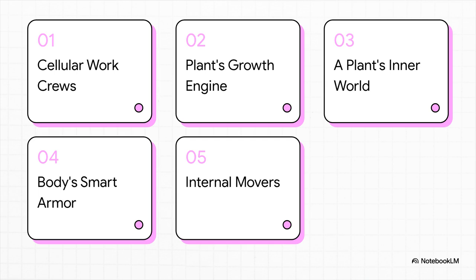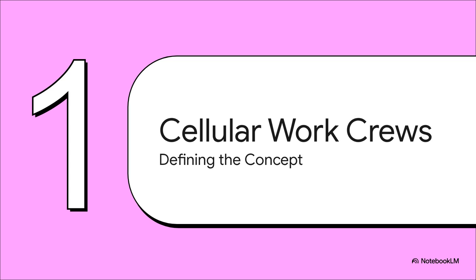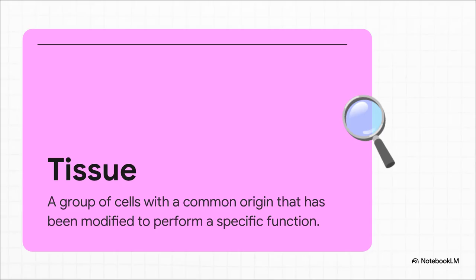After that, we're jumping over to the animal kingdom to see how we handle things like protection, connection, and of course, movement. So first things first, what exactly are we even talking about when we use the word tissue? At its core, a tissue is just a team of cells that all come from the same place and have been tweaked to do one specific job really well. You can think of them as the body's dedicated work crews. You've got the construction crew, the plumbing crew, the communications team, all working together to get the job done.